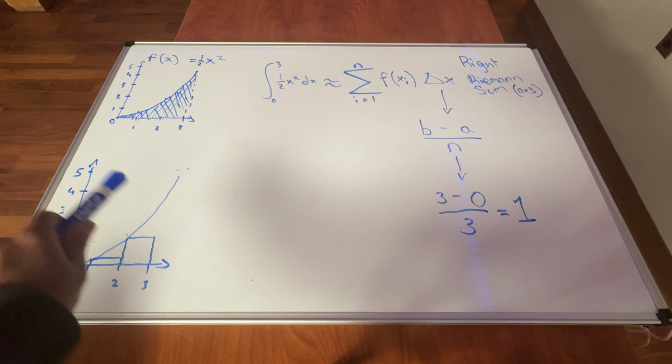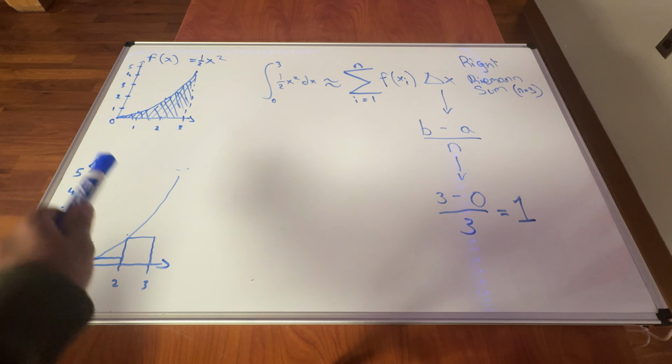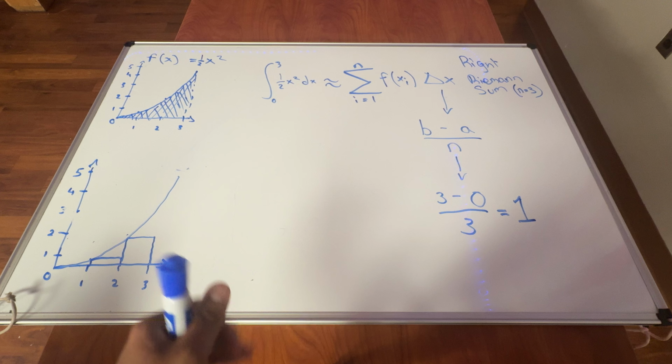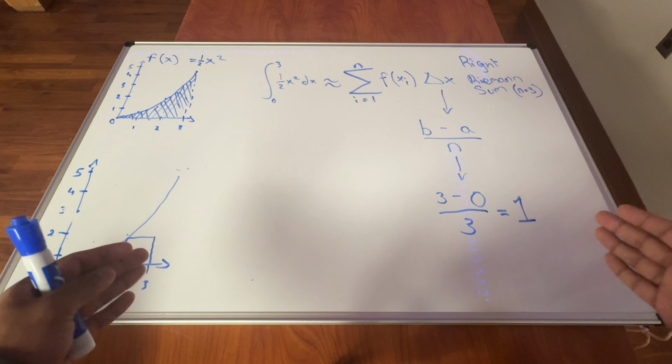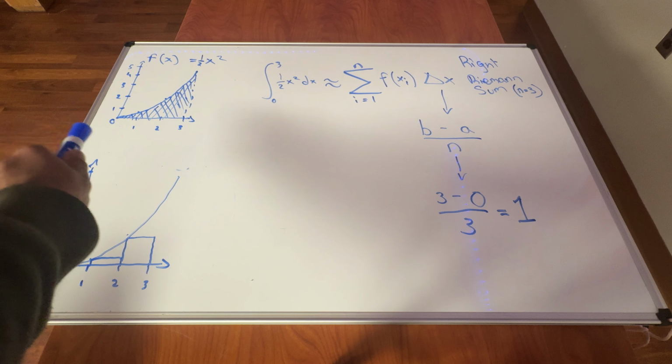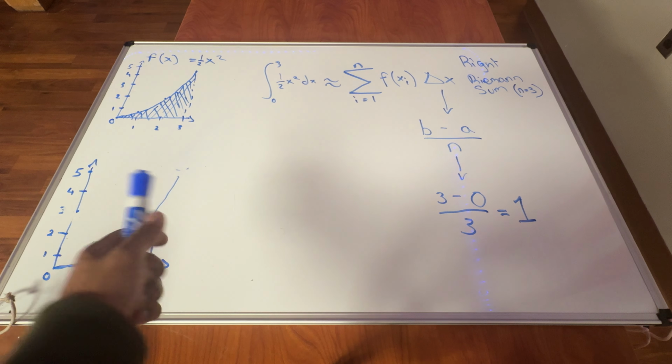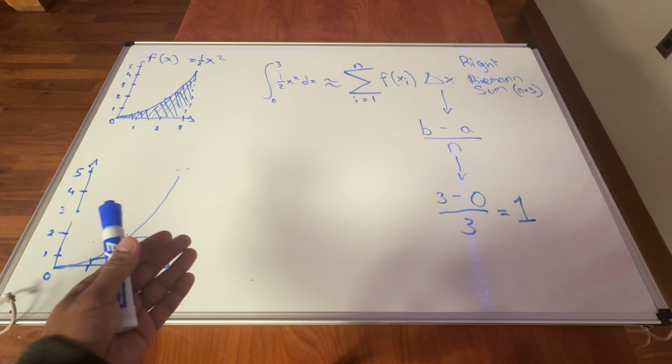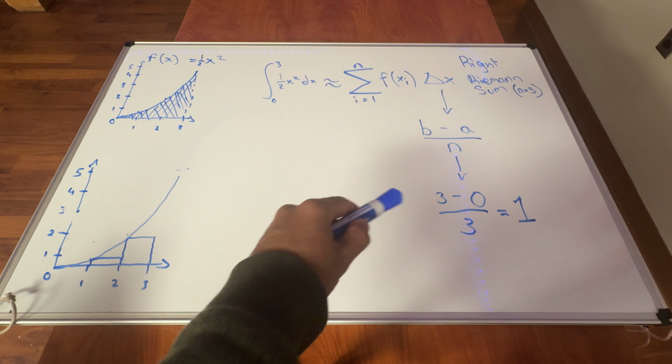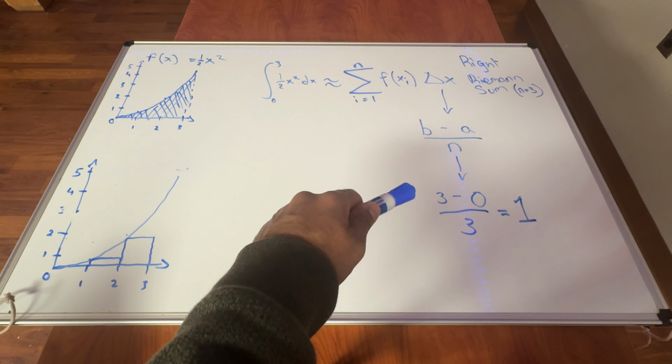A is going to be our lower bound, which in this case is 0. And b minus a simply represents the total width of this area. We can say that this area goes from 0 to 3, meaning it will have a total width of 3 minus 0, which in this case is just 3. So when we do 3 minus 0, we get 3 in the numerator.